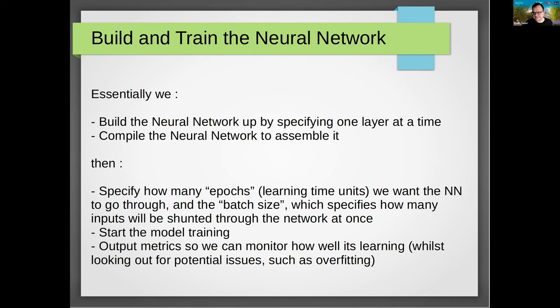And once all of the batches have gone through, that represents one epoch. Once we've done that, we start the model training. We fit the model. Remember, model fitting is model training in neural network terms. And then we output metrics, things like accuracy, so we can monitor how well the neural network is learning, and look out for things like overfitting, which obviously we've talked about.